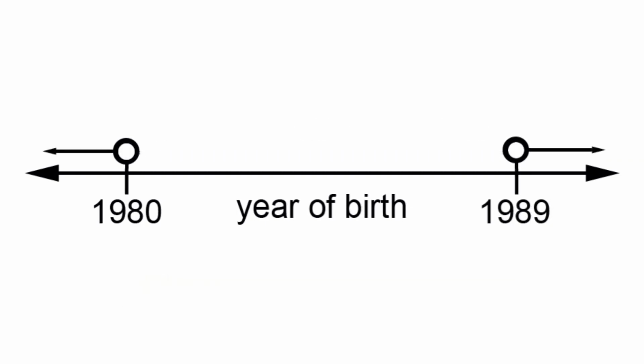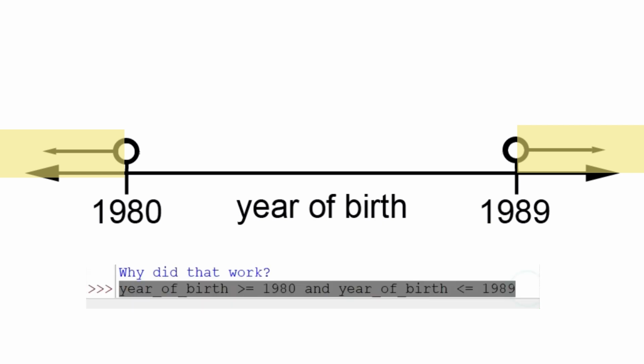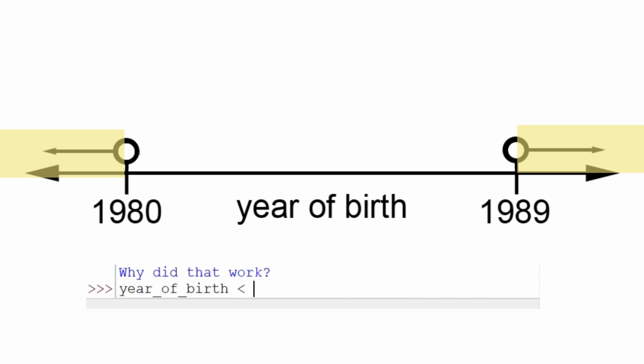Now suppose we want to test for a value outside of the range. We'll use the same range. If we want to know if somebody was not born in the 1980s, then they might have been born before 1980, or they might have been born after 1989. They can't be both. So either less than 1980 or greater than 1989. Let's write that out. Year of birth less than 1980 or year of birth greater than 1989.